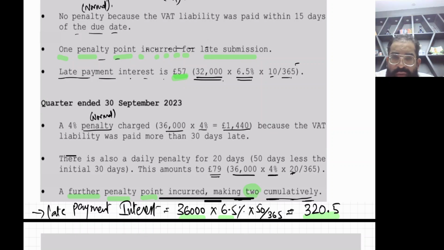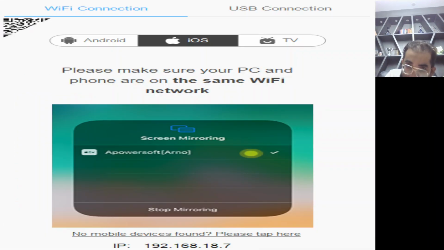So now we have the third one, and that is 31st December 23. The next quarter is 31st December 23. Amount due is 41,000, and now it's 18 days late. 18 days means this category.